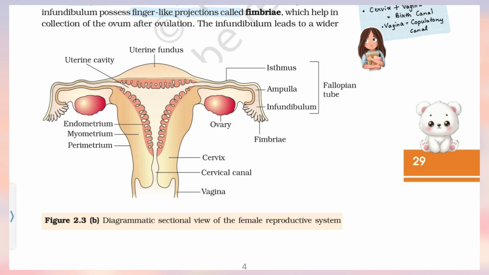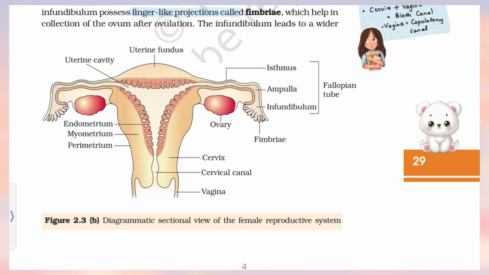At the free end of the oviducts, we see the finger-like projections called fimbriae. Their role is to collect the ovum released from the ovary. This funnel-shaped part of the oviduct is the infundibulum. It receives the ovum after ovulation. The wider middle portion of the oviduct is the ampulla. This is the most common site of fertilization. The narrow part that connects the oviduct to the uterus is the isthmus.